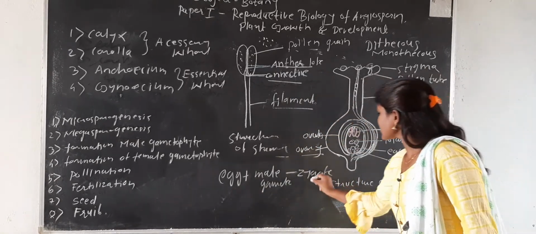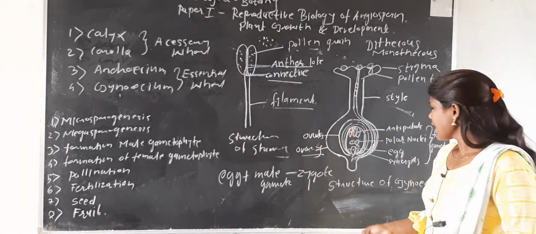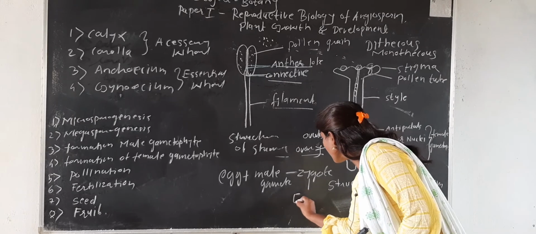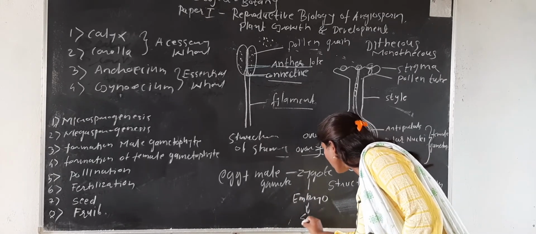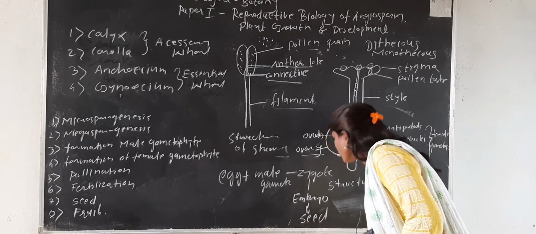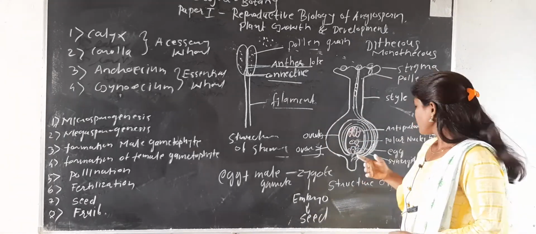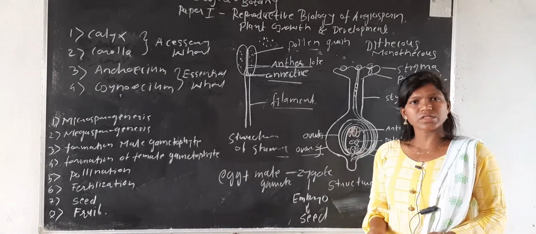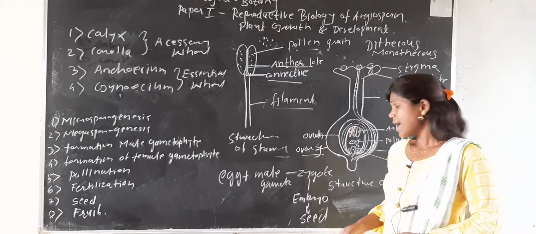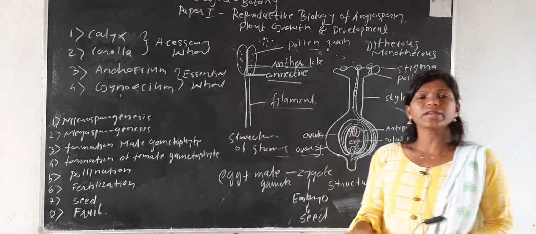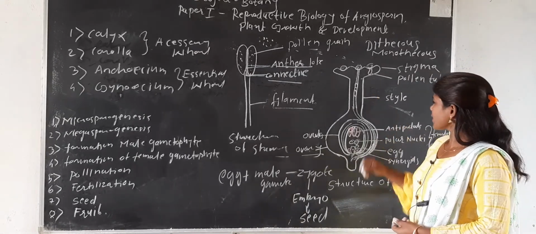After that the zygote develops, divides, redivides, and produces an embryo, and that embryo develops into the seed. In this way one male gamete fuses with the egg and produces a zygote, after that an embryo, and they produce a seed, and from that seed again a new plant is produced. Okay. Then what happens with the other male gamete?